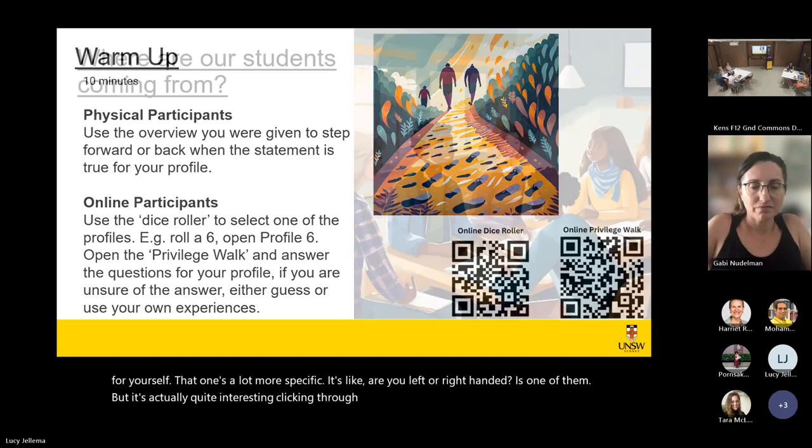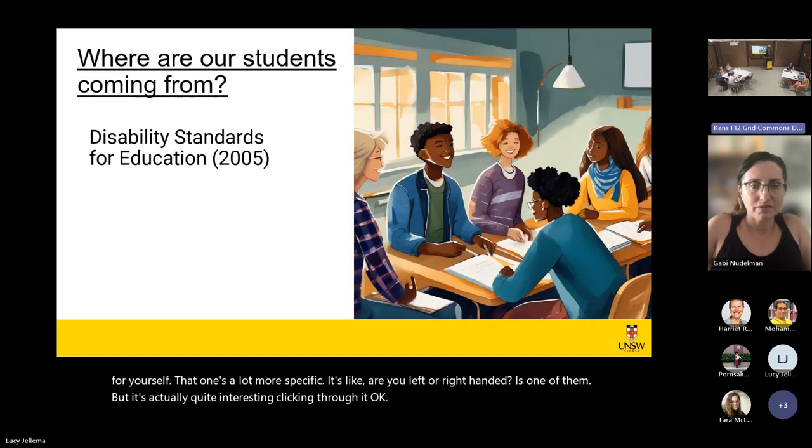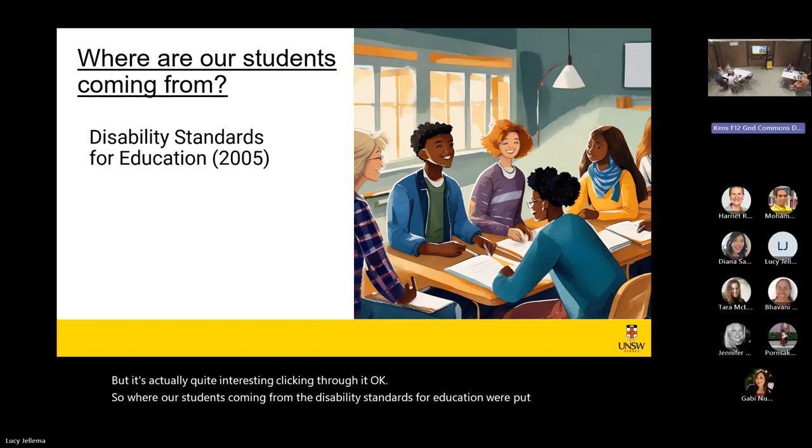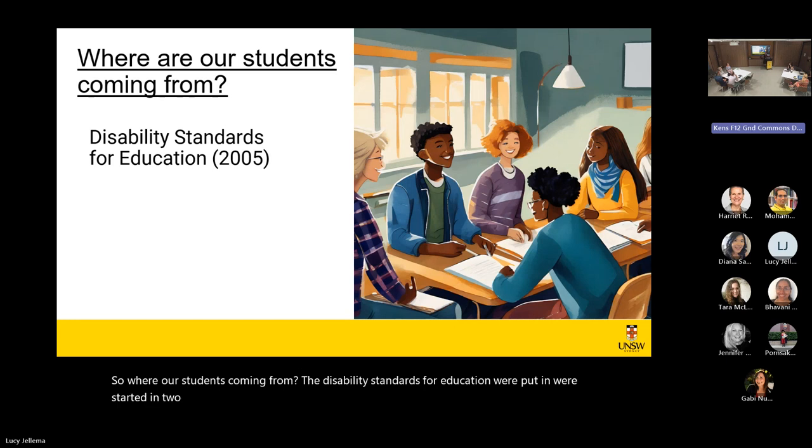Okay. So where are our students coming from? The Disability Standards for Education were started in 2005. That means technically the last couple of years of students that we've had have benefited from this. Realistically, it's more likely that our current students are the ones that have benefited the most, partly because schools took a while to enact it and to understand it.